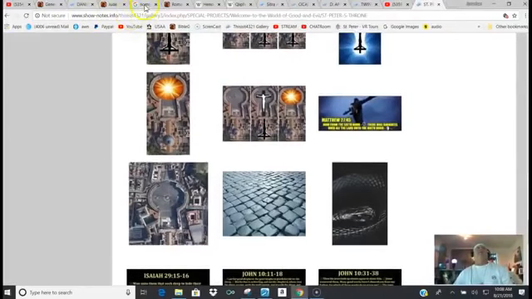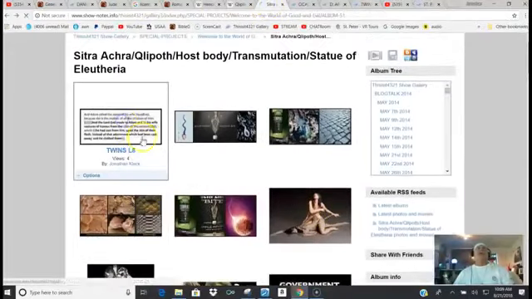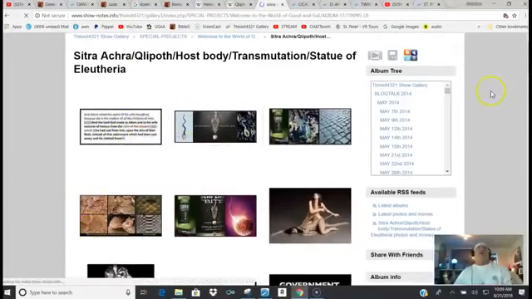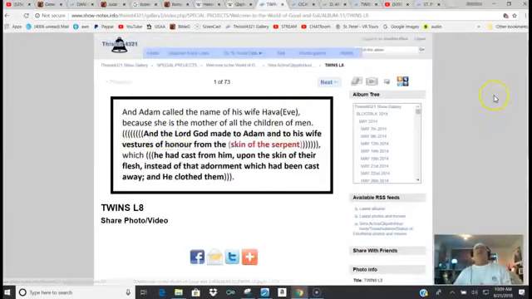Now, let me show you something from the Targum, and then we'll go to Genesis. Okay, and Adam called the name of his wife Hava, because she is the mother of all the children of men. And the Lord God made to Adam and his wife vestures of honor from the skin of the serpent, which he had cast from him. Think about cast from him, cast out, cast down, cast away, upon the skin of their flesh, instead of that adornment which they had been cast away, and he clothed them. So this is from the Targum, Jonathan. It's Genesis 3, and it's just another way of understanding what Genesis says in the Bible.